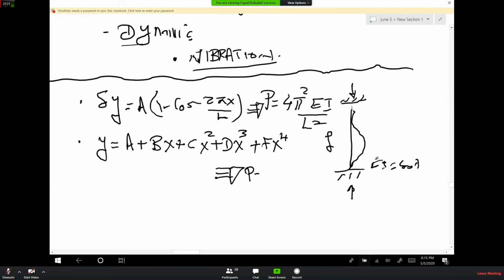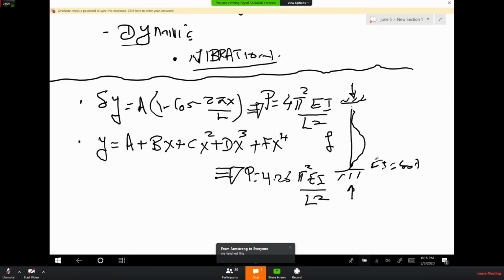And we said this one here gives me P equal 4.26 pi squared EI over L squared. Are we done with this or not yet? Can somebody tell me? Yeah, we already covered that. Okay. Any question about these two problems?